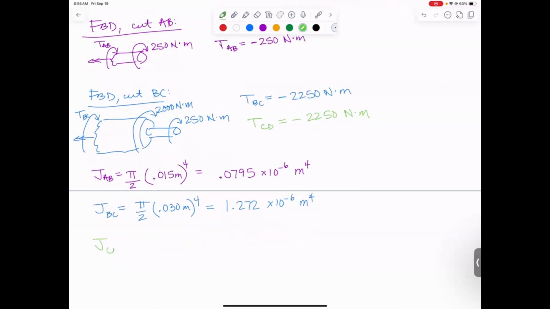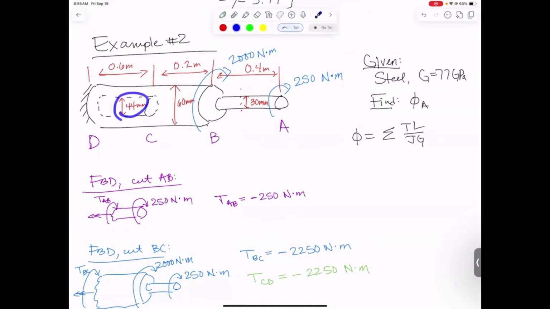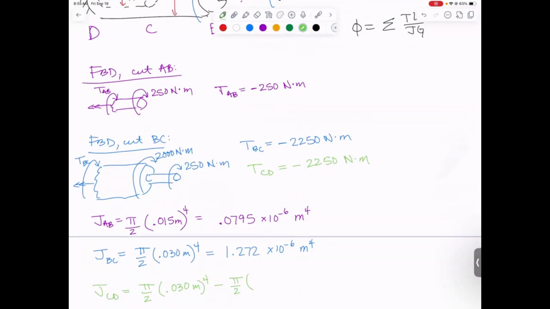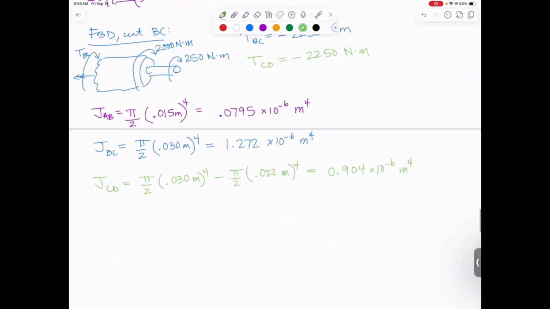And finally, CD, this one's hollow. So we start with pi over 2 times the outer radius to the fourth, 0.030 meters to the fourth, minus pi over 2 times the inner radius to the fourth. 44 millimeters, cut that in half, you get 22 millimeters. Put it into meters, you get 0.022 meters to the fourth. And that number is 0.904 times 10 to the minus 6 meters to the fourth. We have all of the stuff we need. So now we just need to add them up.